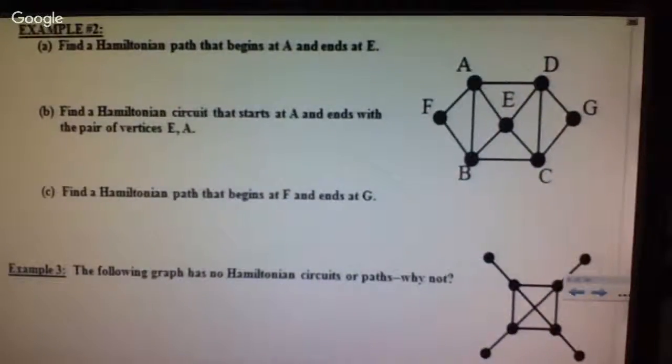Let's talk example 2. Find me a Hamiltonian path that begins at A and ends at E. Okay, so Hamiltonian path says I have to stop at every dot. I've got to go to every store, every mailbox, pretend you're a mailman. I need to start at A and I want to end at E. A, F, B, C, G, D, E. That one works.